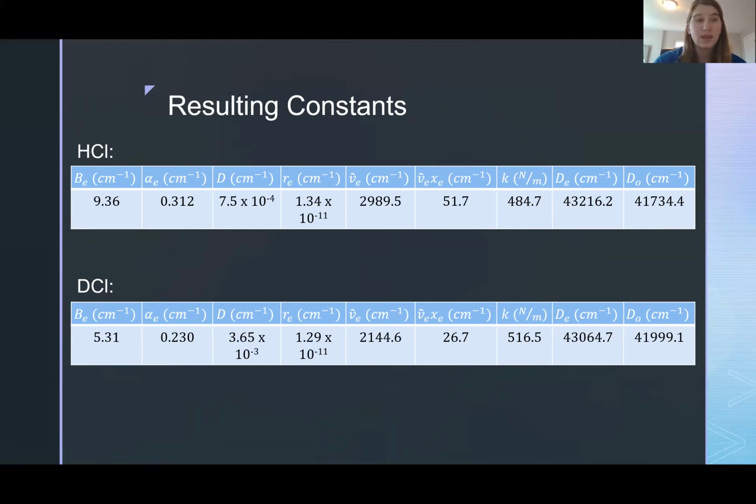As you can see, they are all slightly different than one another between HCl and DCl. Specifically, BE is smaller for DCl as predicted. And therefore, most of the other values for DCl are smaller.